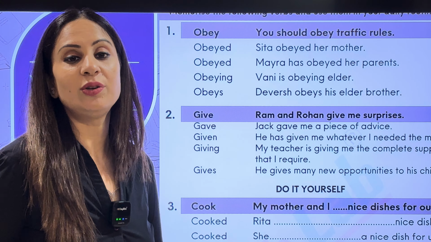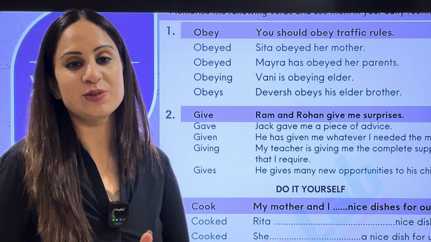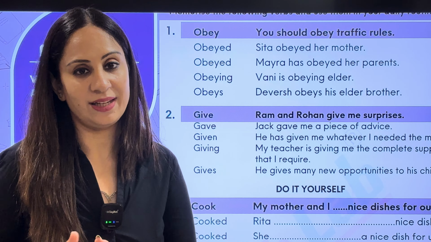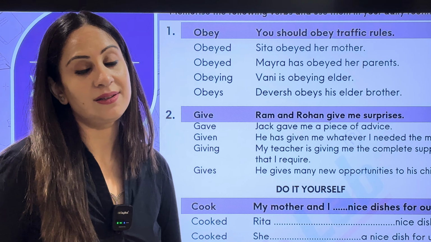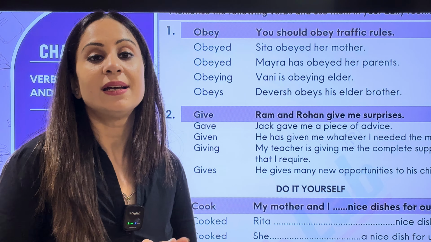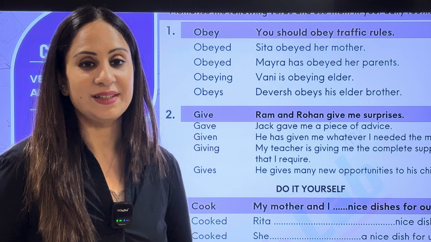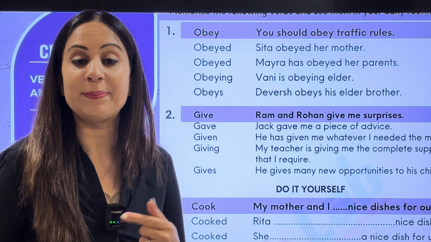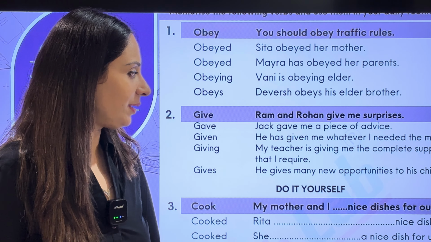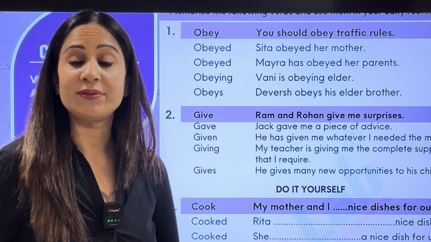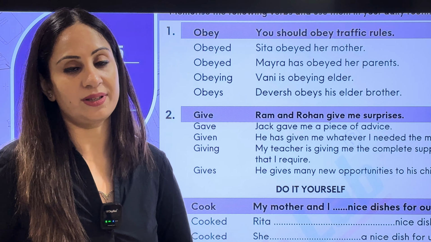The third form, where you need to use either has or have. With singulars, use has. With plurals or I or you can use have. He has given me whatever I needed the most. The next is giving, which means the action is happening right now. And for this, we've written, my teacher is giving me the complete support that I require, which means your teacher is supporting you, is giving you the support that you need.